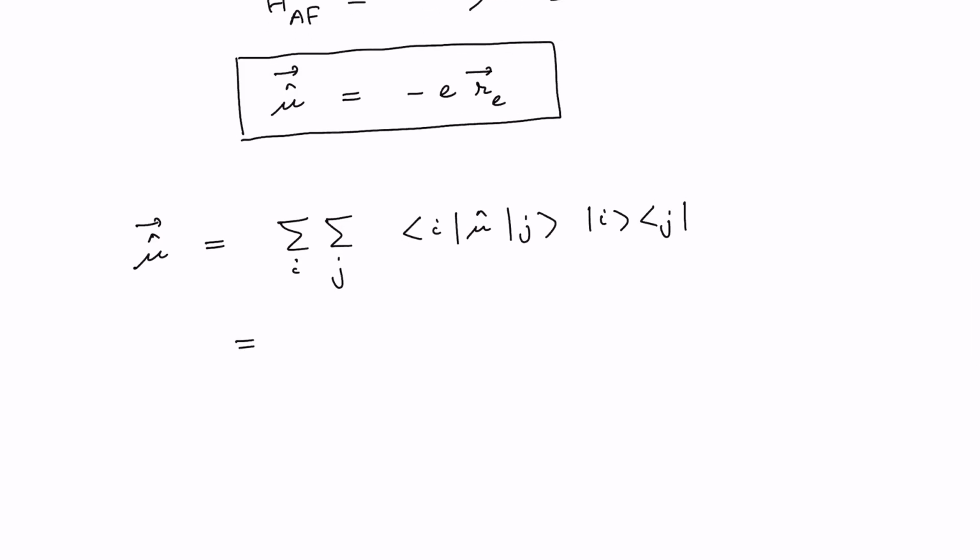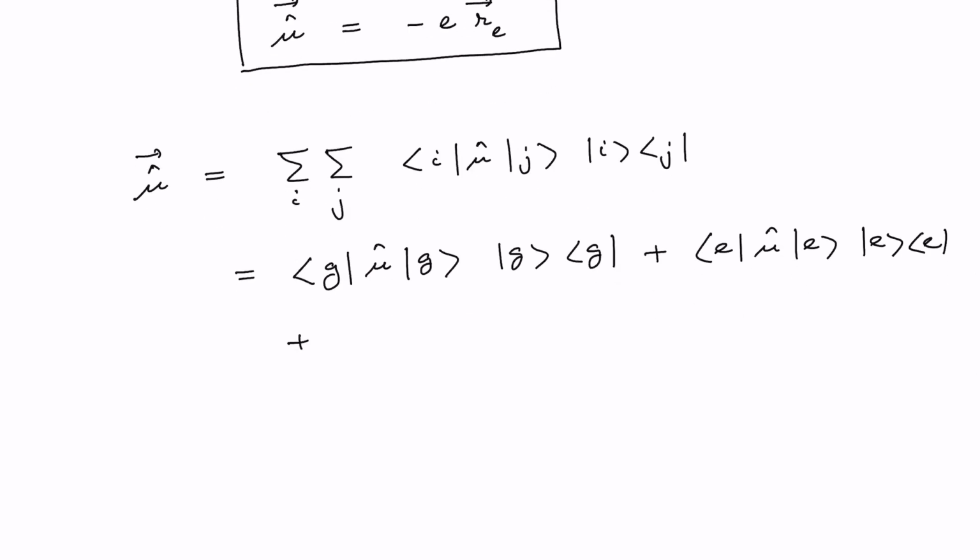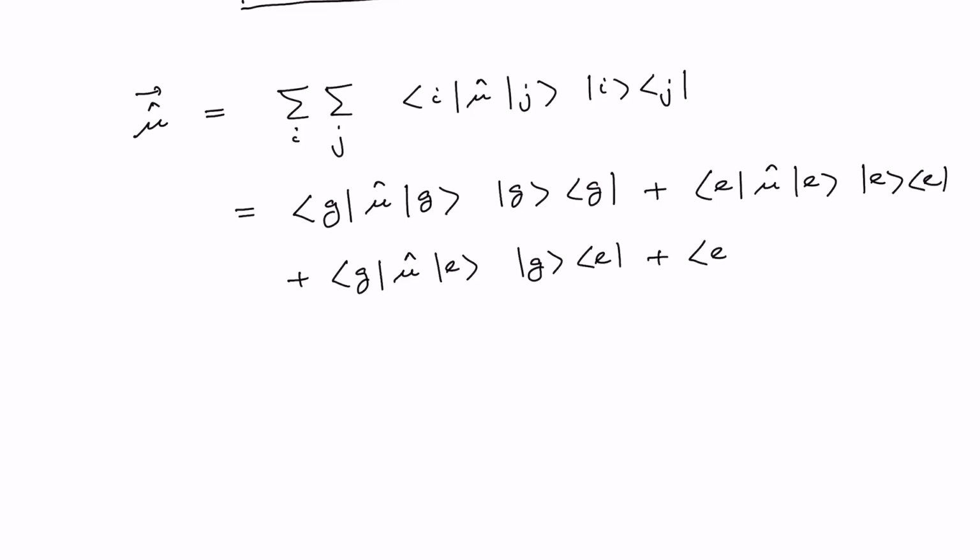So if I expand this into the basis states, then I have μ_gg |g⟩⟨g| plus μ_ee |e⟩⟨e|, and then the other terms, say μ_ge |g⟩⟨e| plus μ_eg |e⟩⟨g|. So I have now completed the expansion here.